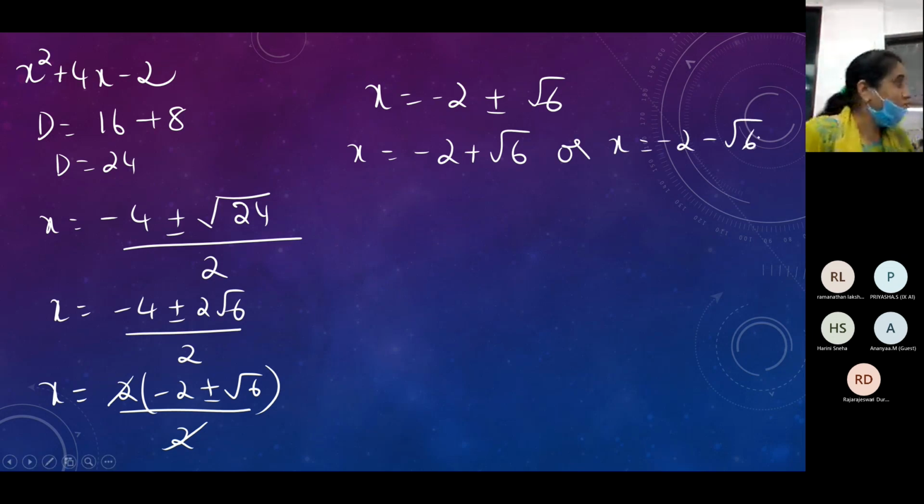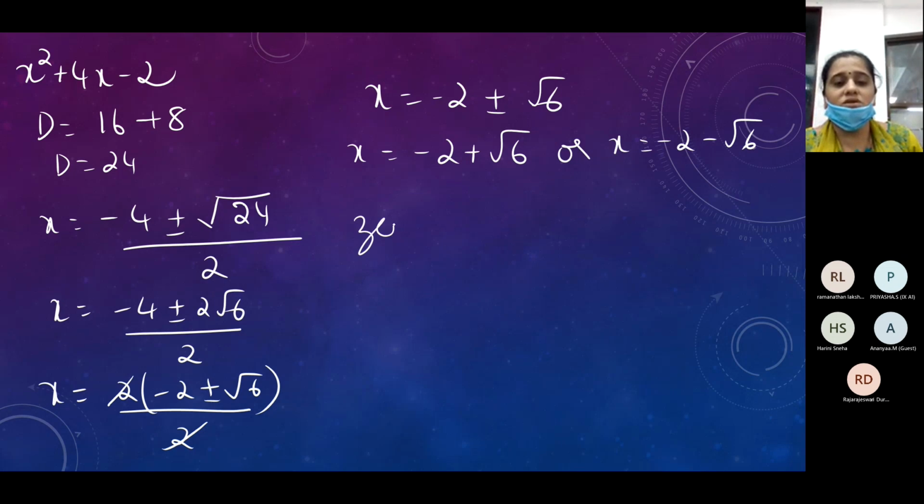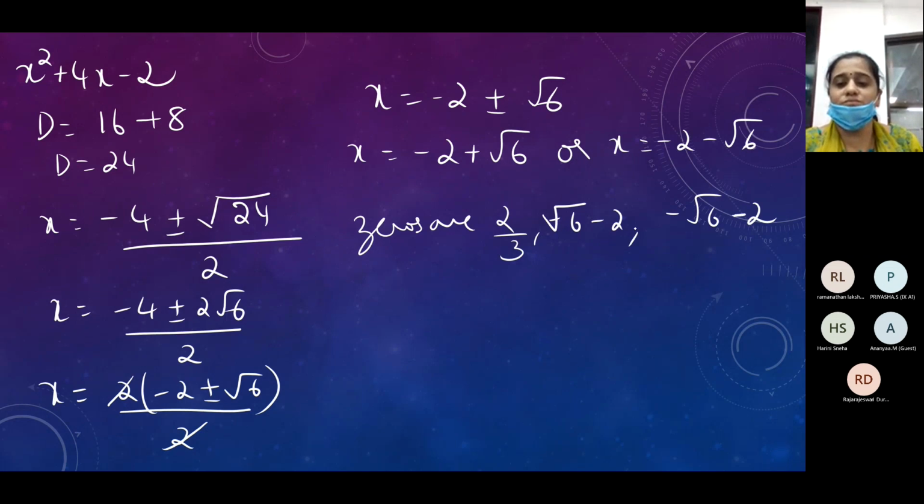Yeah, this is correct. And the other one from the earlier one, 3x minus 2 is equal to 0. x is equal to 2 by 3. So the zeros are 2 by 3. You can write this as root 6 minus 2 and minus root 6 minus 2, in any order.